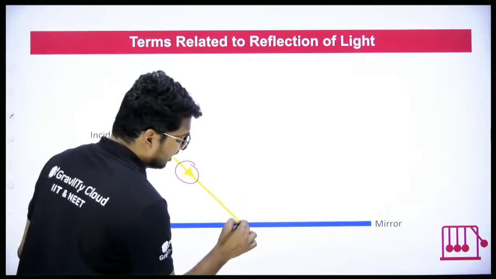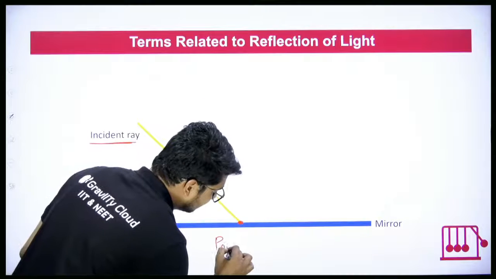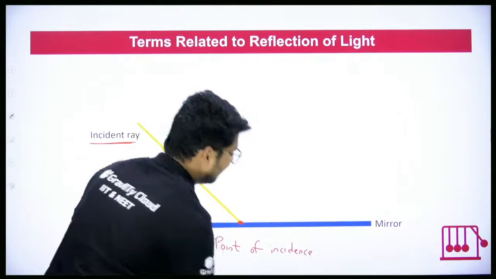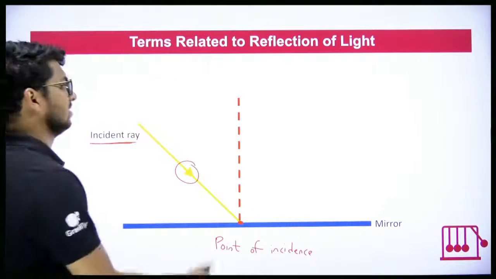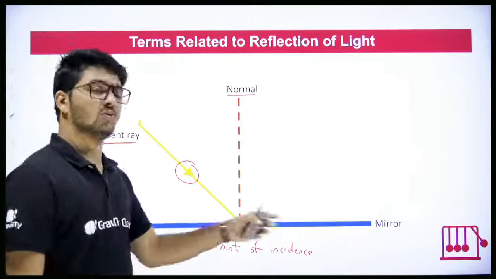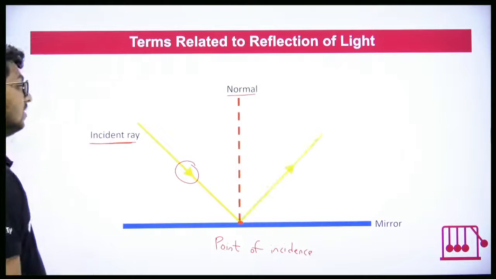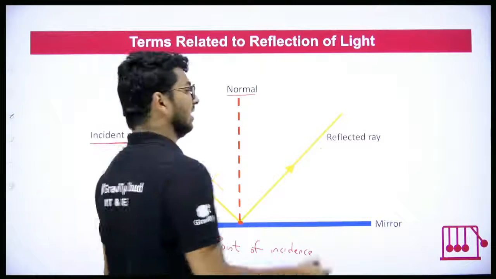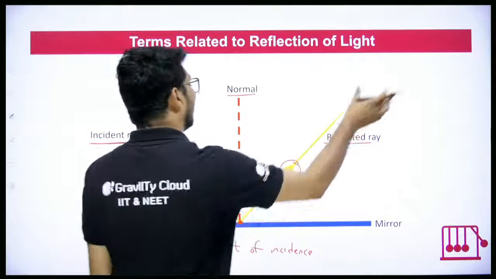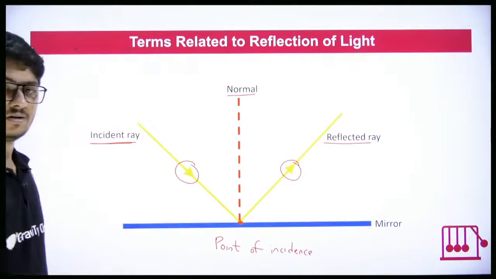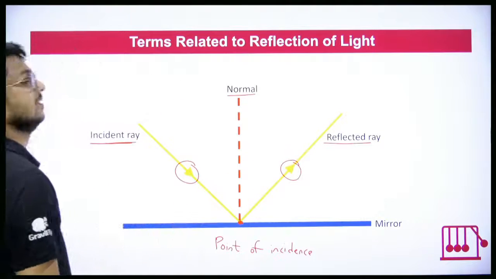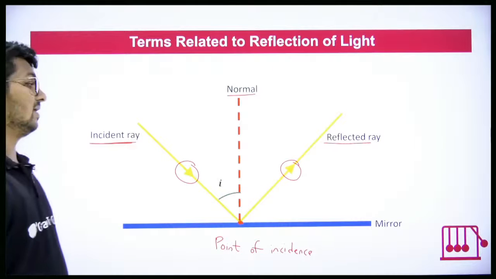Then this point here is called as point of incidence. What is it called as? Point of incidence. And what is this line? You know that it is normal. It is just an imaginary line drawn to the mirror, perpendicular to the mirror. Then this is what? Reflected ray. And look at the arrow. In which direction is the arrow? It is going away after reflection. Right? So that is the reason why it is reflected ray. Now comes the interesting part.